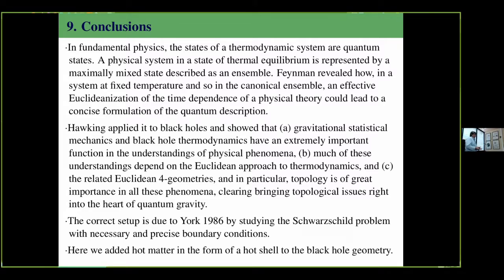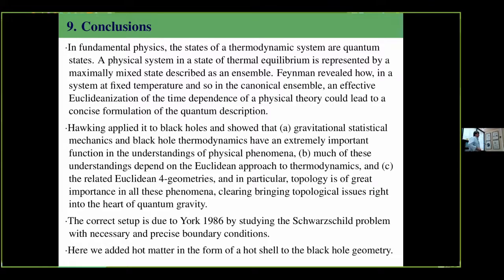you can Euclideanize space-time and get a physical theory and get the concise description of the system, in the case of the thermodynamic system. Hawking, after discovering that black holes radiate and all of that stuff, and the analogy between black hole mechanics and thermodynamics, applied this formalism to black holes and showed that gravitational statistical mechanics and black hole thermodynamics are extremely important in the understanding of this physical phenomenon.